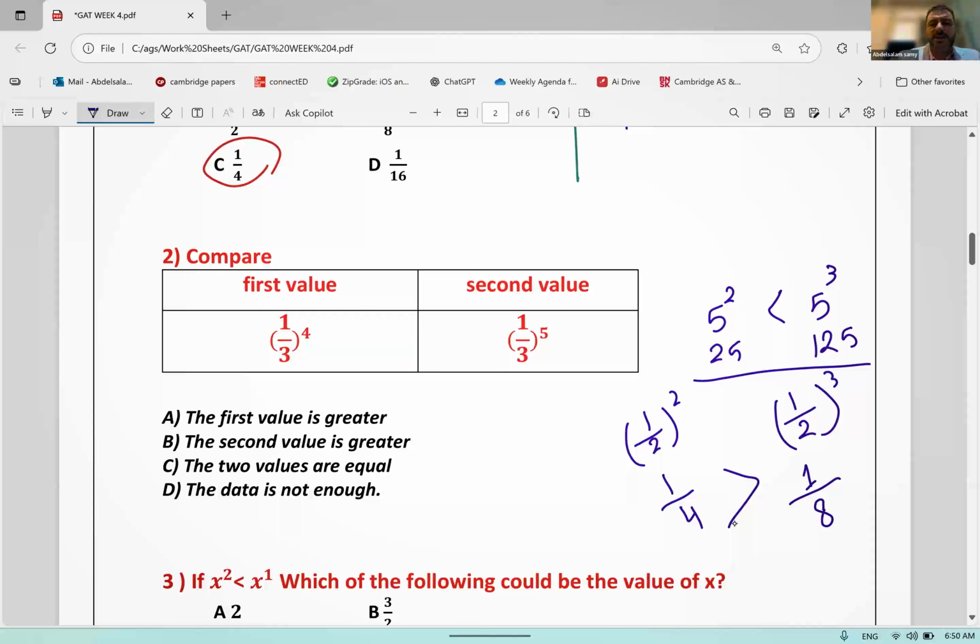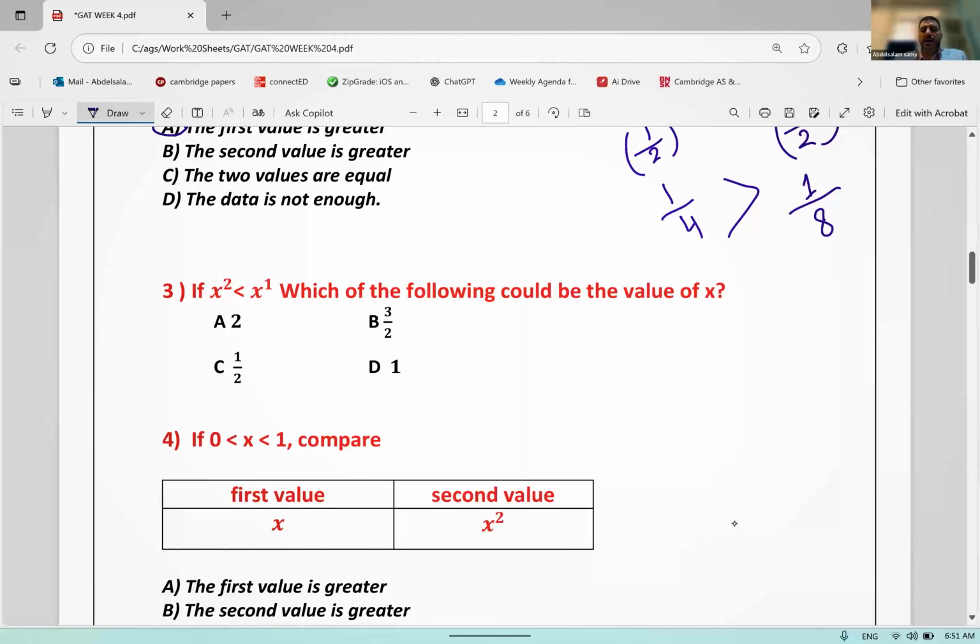So directly, I will choose A. The first value is greater. Why? Because for only fractions, if you increase the power, the value decreases. What is the meaning of fractions? A third, 2/3, 4 over 5. Any number smaller than 1.